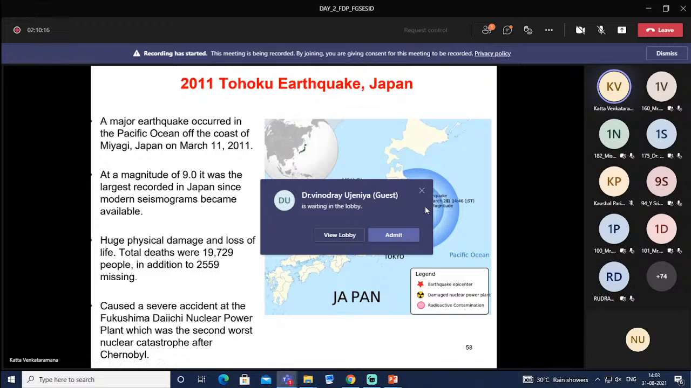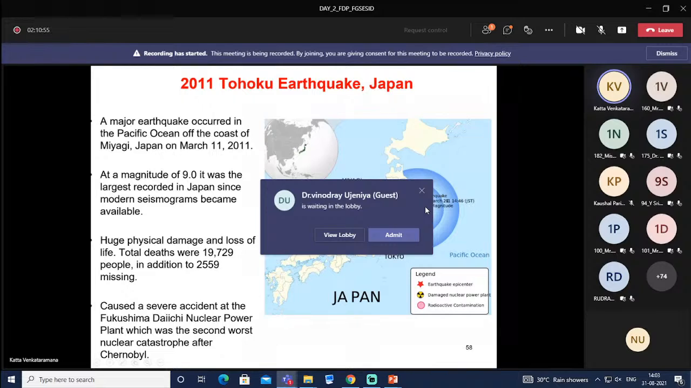Huge physical damage and loss of life. Total deaths were 19,007 people, in addition to 2,559 people missing. This earthquake had secondary damage: damage to the nuclear reactors caused a severe accident at the Fukushima Daiichi nuclear power plant, which was the second worst nuclear catastrophe after the Chernobyl disaster.